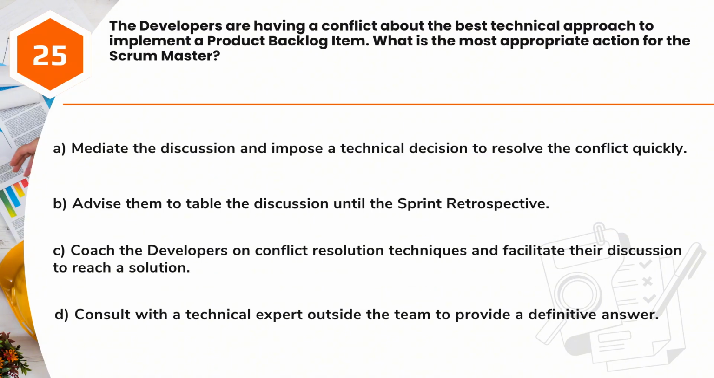Question 25. The developers are having a conflict about the best technical approach to implement a product backlog item. What is the most appropriate action for the Scrum Master? A. Mediate the discussion and impose a technical decision to resolve the conflict quickly. B. Advise them to table the discussion until the sprint retrospective. C. Coach the developers on conflict resolution techniques and facilitate their discussion to reach a solution. D. Consult with a technical expert outside the team to provide a definitive answer.